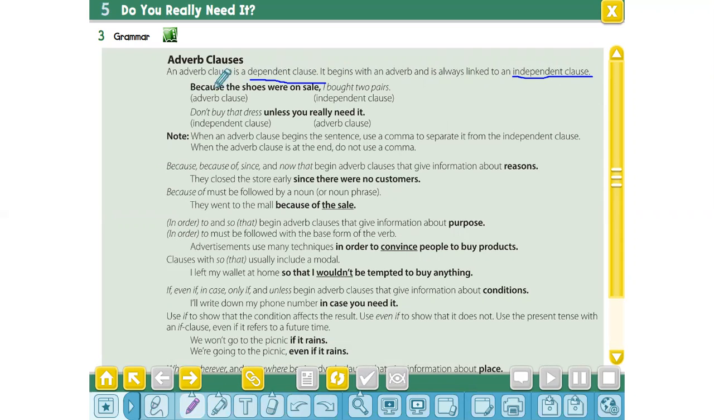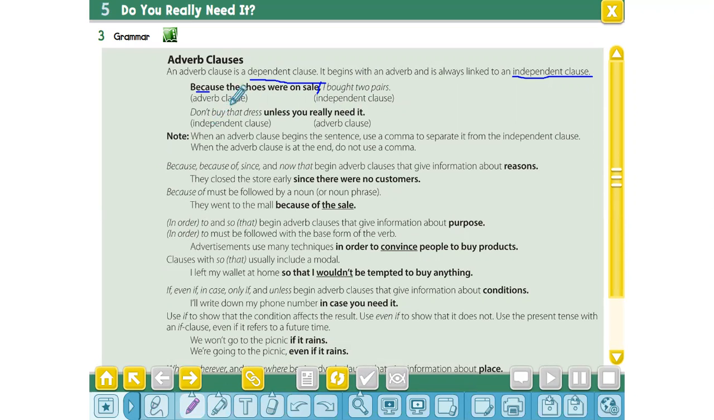For example, because the shoes were on sale, I bought 2 pairs. Here, there is an adverb clause because it begins with an adverb, and this is the independent clause. The next example, don't buy that dress unless you really need it. This is the adverb clause and this is the independent clause.